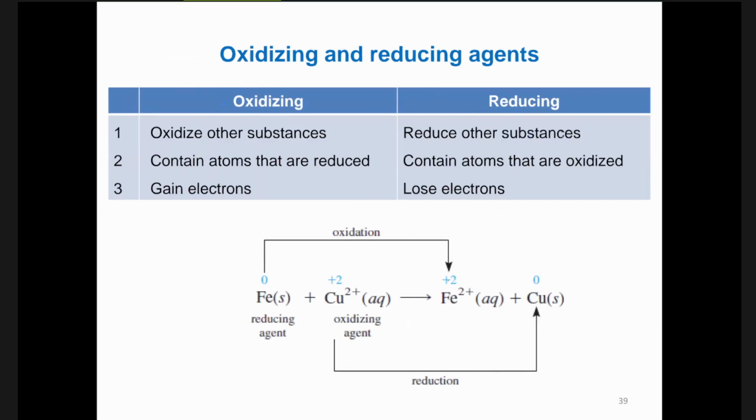So oxidizing and reducing agent. An oxidizing agent is a compound that oxidizes other substances. A reducing agent is a compound that reduces other substances. So in this case, iron gives electrons to reduce copper. So iron becomes the reducing agent. And copper receives electrons from the iron, so that means it oxidizes the iron. So copper 2 plus is the oxidizing agent.